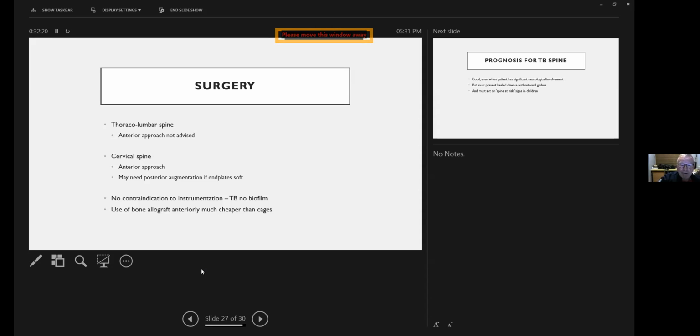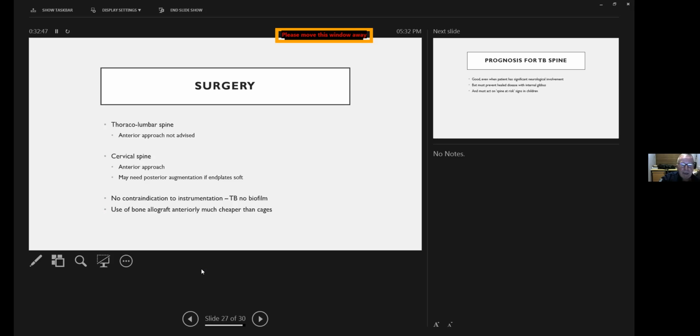I mean, I've done it a couple of times. It's really difficult. So Rob Dunn advises not to use an anterior approach. Pleased to hear that. So posterior surgery at thoracolumbar level. In the cervical spine, almost always an anterior approach, but if the end plates are soft, you might need posterior augmentation. Just remember that there's no contraindication to instrumentation in this infection because TB doesn't form a biofilm.